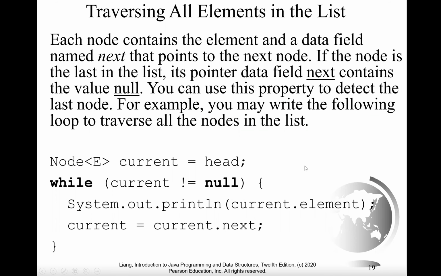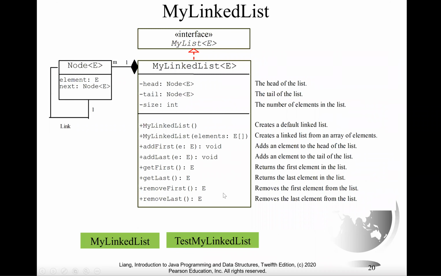You can traverse all the elements in the list by writing a loop like this. And here's the current, starting from the head. While current is not null, we're going to print the element, current.element, and then move current to the next one, current.next.